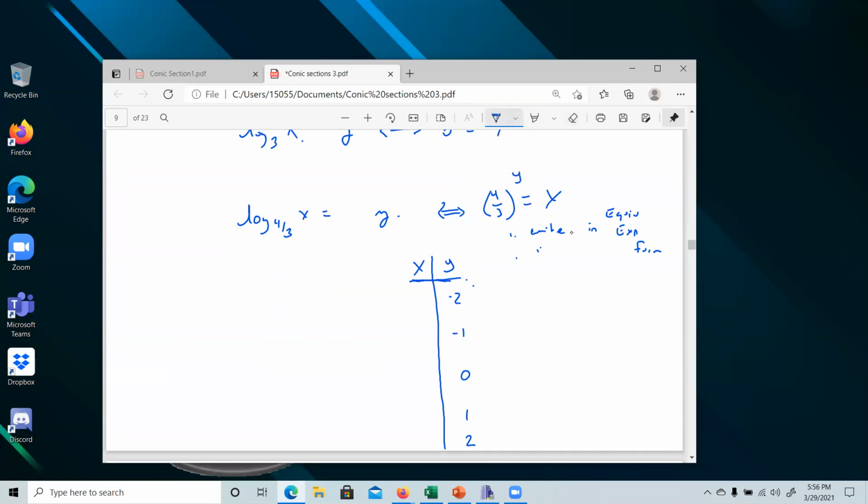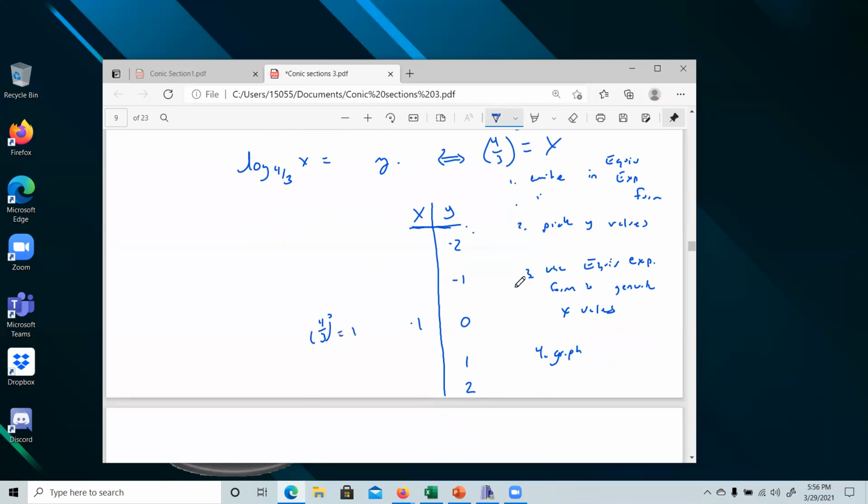So we're going to pick y values. And now we're going to use our equivalent exponential form to generate the x values so we can graph. All right, so let's go with 0. 4/3 to the 0 power is equal to 1.